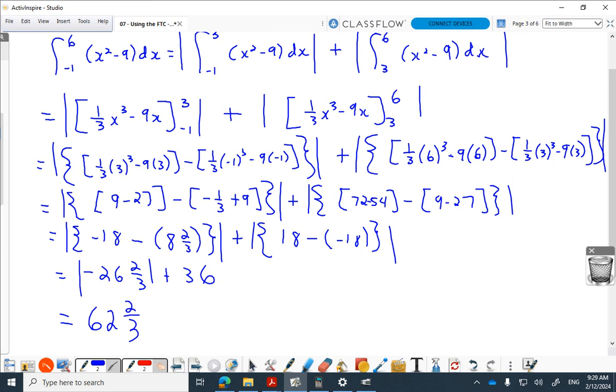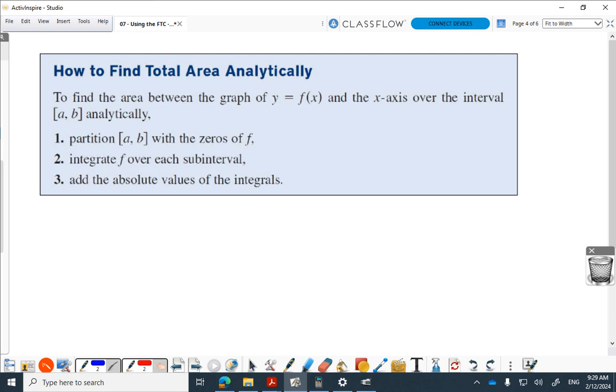So I put that right in the notes. How to find total area analytically. Partition the interval with the zeros, integrate over each subinterval, and add the absolute values of those pieces together so you can get the total area. Is this good? I feel like that really should have been part of other lessons, but there wasn't enough time to go, let's just do this for a second because it's not that hard. It's long, but it's not that hard theoretically.